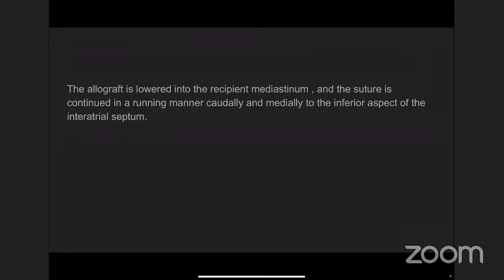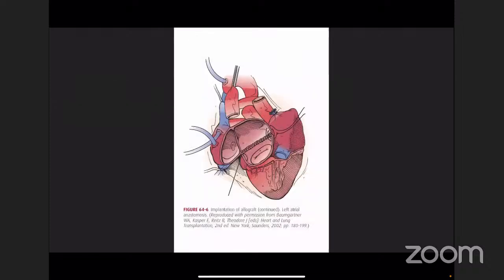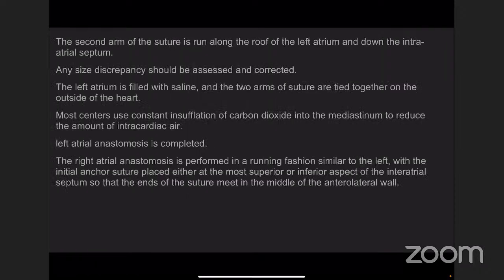The allograft is lowered into the recipient mediastinum, and the suture is continued in a running manner caudally and medially to the inferior aspect of the interatrial septum. The second arm of the suture is run along the roof of the left atrium and down to the interatrial septum. Any size discrepancy should be assessed and corrected. The left atrium is filled with saline and the two arms of the suture are tied together on the outside of the heart. Most centers use carbon dioxide insufflation in the field. The left atrial anastomosis is completed.